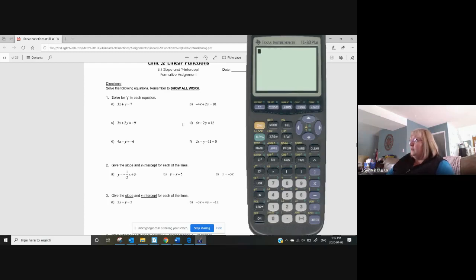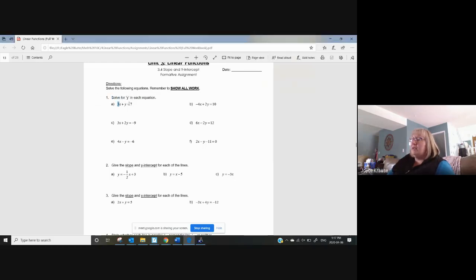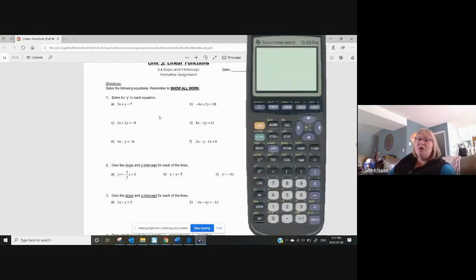Now, there are some other things that we can do. For example, if I've got 3x plus y equals 7, in order to put that in my calculator, I have to write it in y equals form. So you would know to subtract 3x from both sides and get negative 3x plus 7. That's how we'd write it on paper. But you don't have to put it in the proper format in your calculator to still get the right answer.